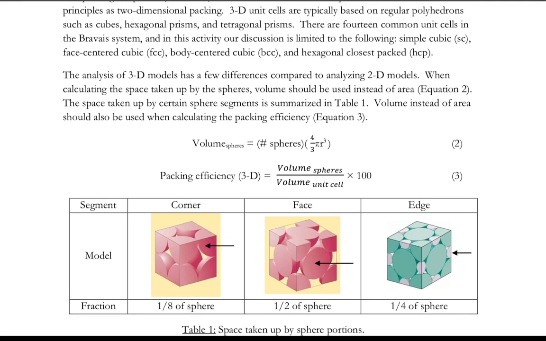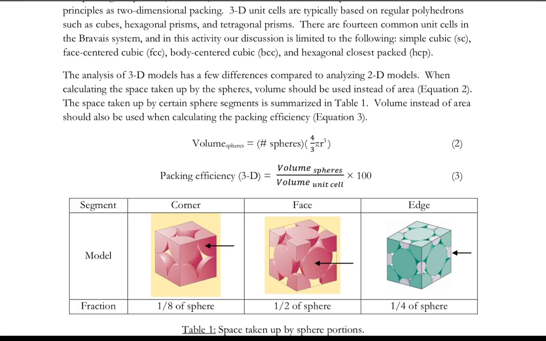Okay, so the analysis of the 3D models has a few differences compared to analyzing 2D models. When calculating the space taken up by the spheres, volume should be used instead of area. So that would be shown in equation 2 here. The volume of the spheres is the number of spheres in that unit cell times the volume of a sphere in terms of r, 4/3 pi r cubed. You probably learned that in a math class. The space taken up by certain sphere segments is summarized in table 1.